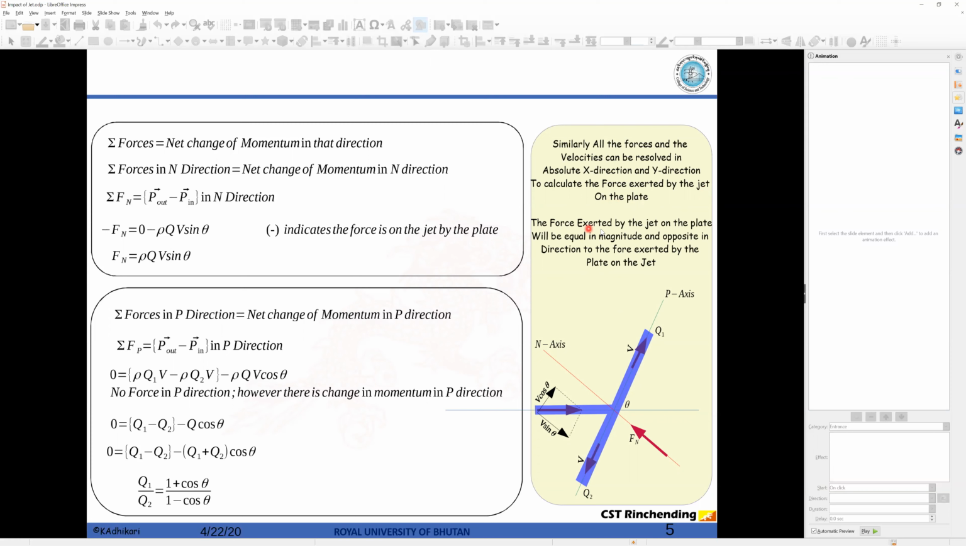The force exerted by the jet on the plate will be equal in magnitude and opposite in direction to the force exerted by the plate on the jet. This is important. Please understand this. Let's continue with this.